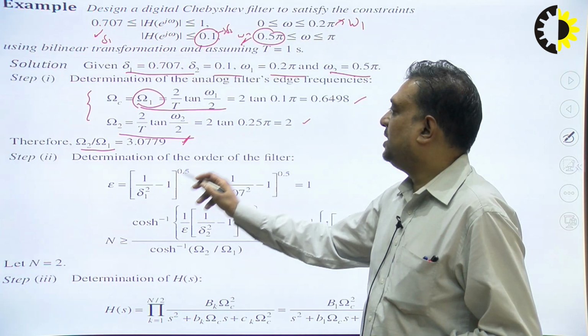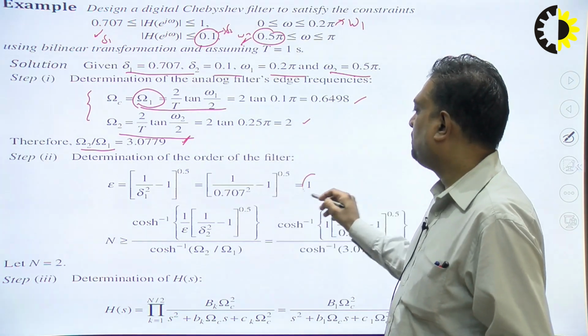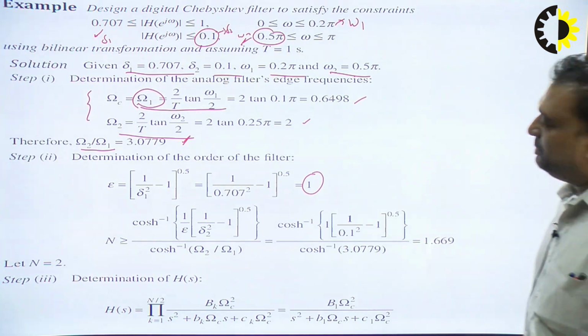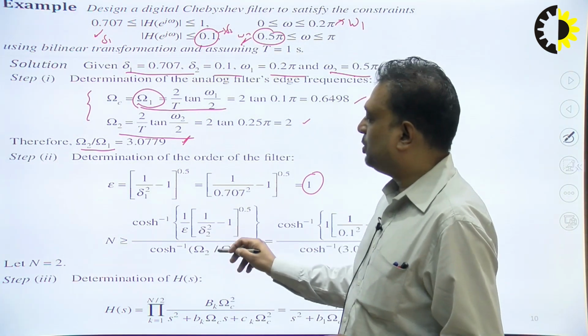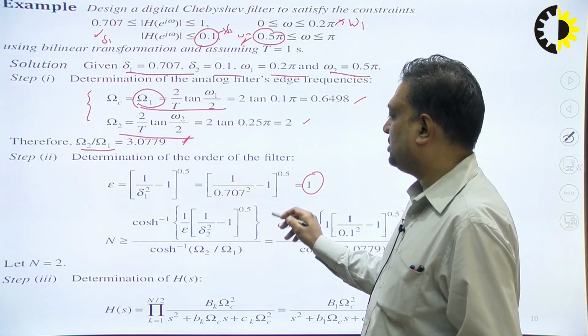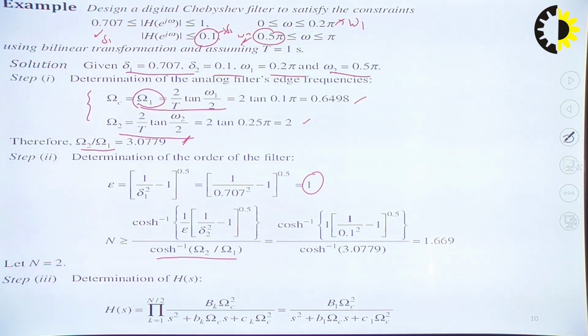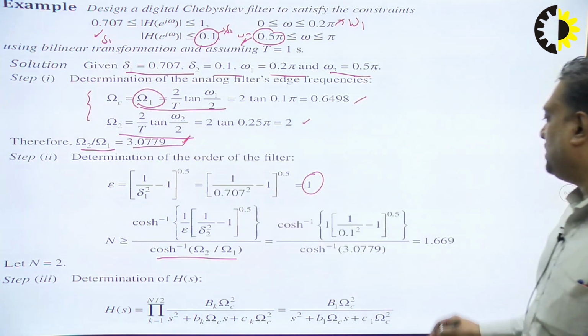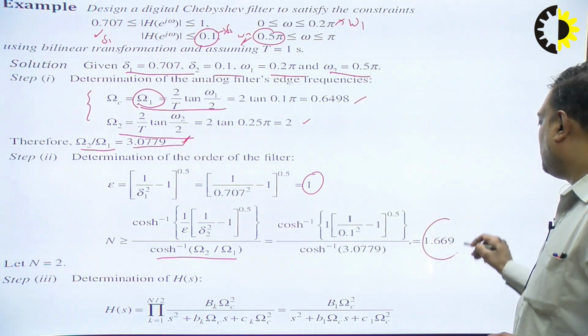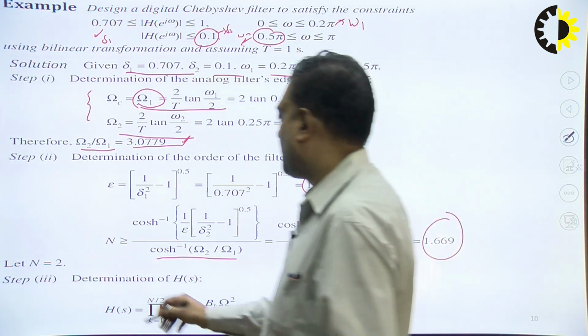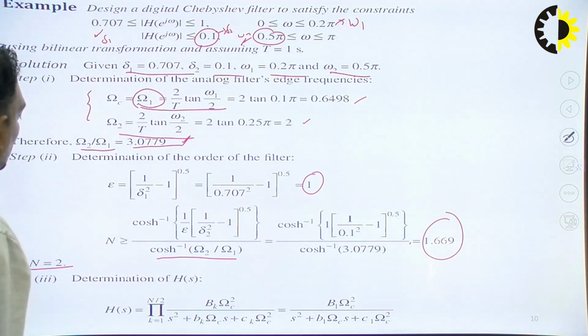Now we will calculate the value of epsilon using this formula. The value of epsilon, when we calculate it using this formula, becomes 1. Then we will apply the filter order formula. So n is greater than or equal to cosh inverse of (1/epsilon)((1/delta square) minus 1)^0.5 upon cosh inverse of omega 2 by omega 1. Now we put the value of omega 2 by omega 1, which we have already calculated as 3.0779. When we solve this, we get n greater than 1.669, which we take as 2.